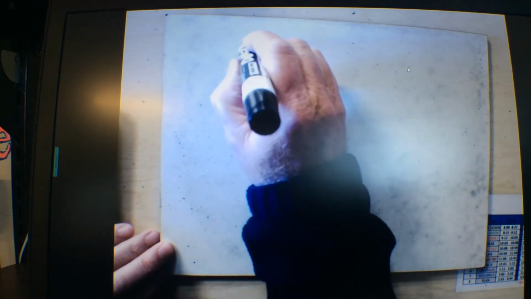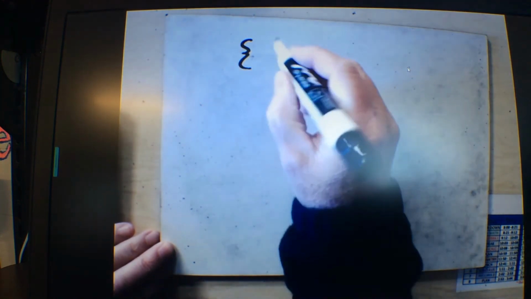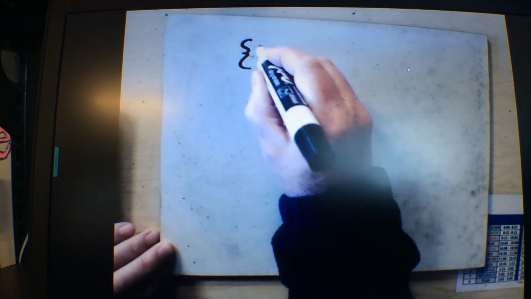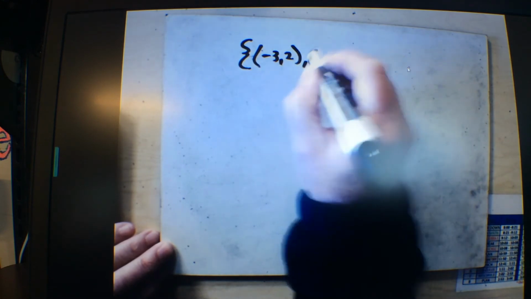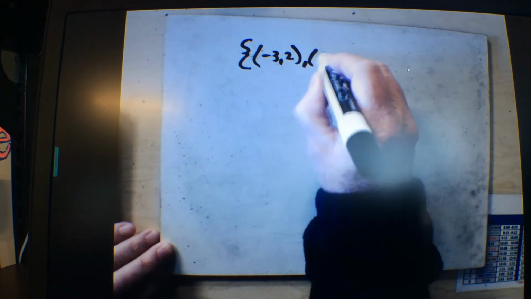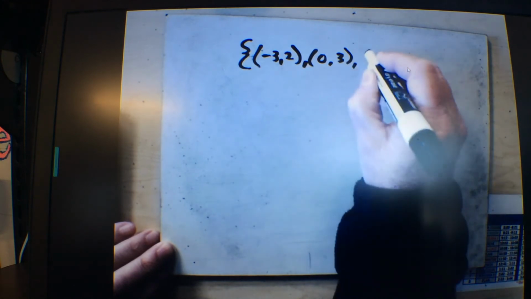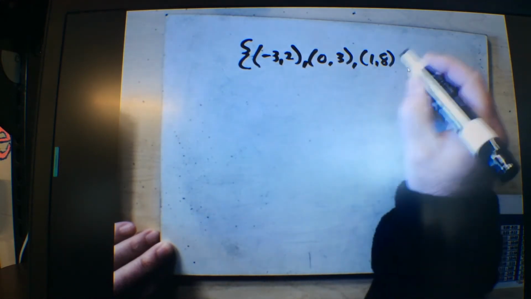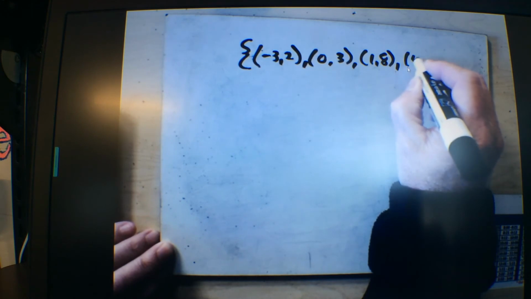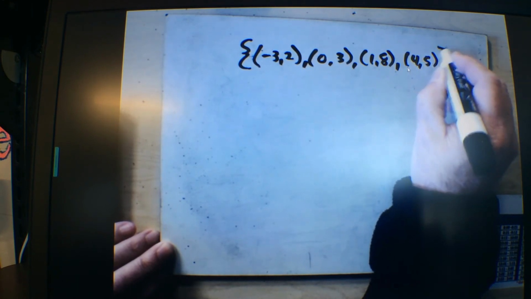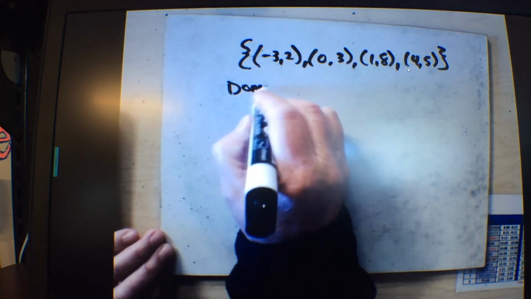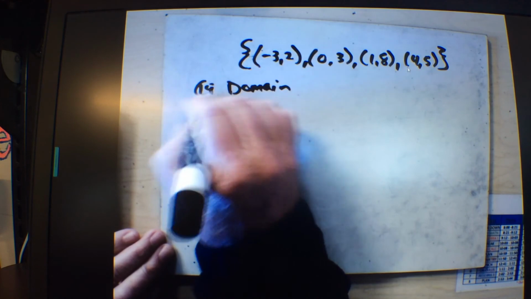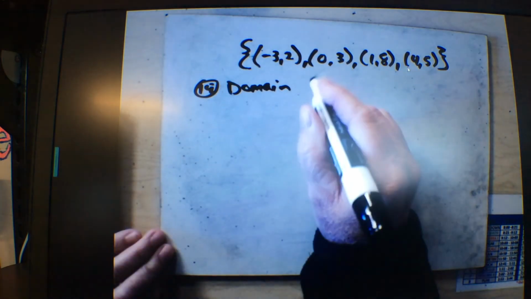Okay, so let's say that I have this relation. Would you tell me the set of the domain? This would be number 19. I want to know what the domain is. Chuck?